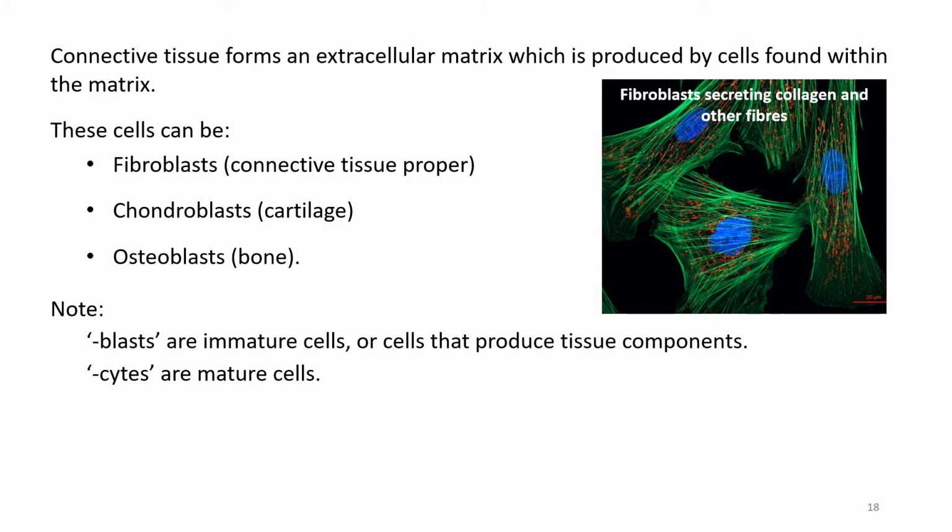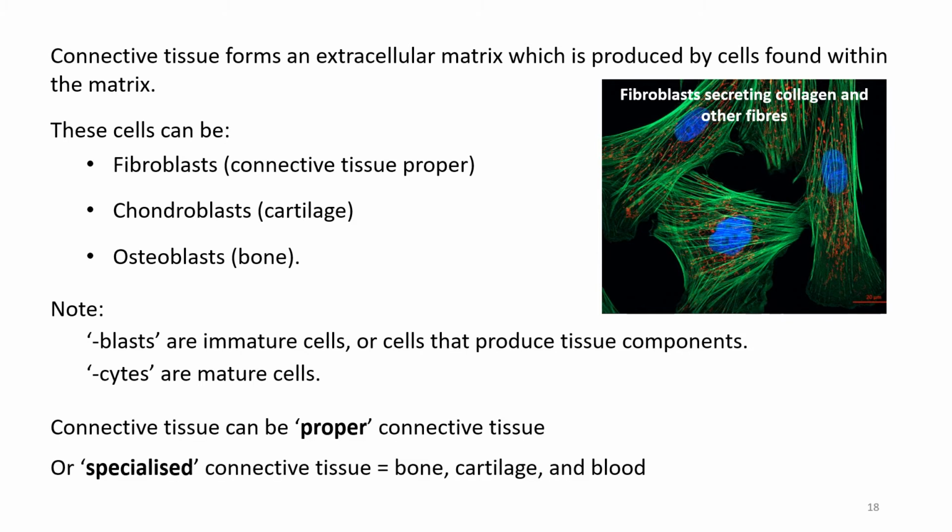The term blast really refers to immature cells or cells that produce tissue components, whereas cyte is a common word for cell. You will come across it repeatedly, this whatever-cyte. This really is referring to mature cells. So as we said, connective tissue can be proper connective tissue or specialized connective tissue. Our specialized connective tissues are things like bone, cartilage, and blood.